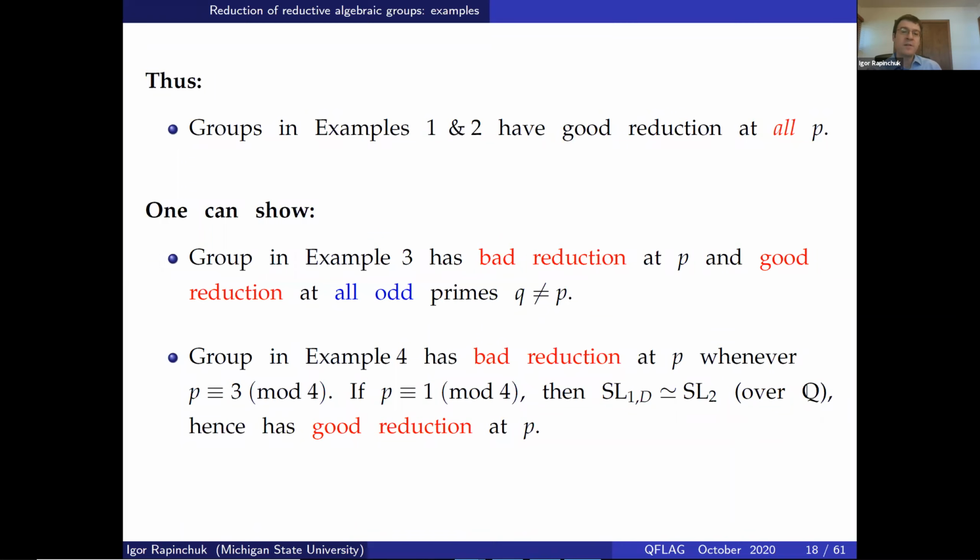In fact, just to foreshadow something that will come up in just a second, for this last conclusion, it would be enough for us to have the isomorphism not over Q, but just over the completion Q_P.